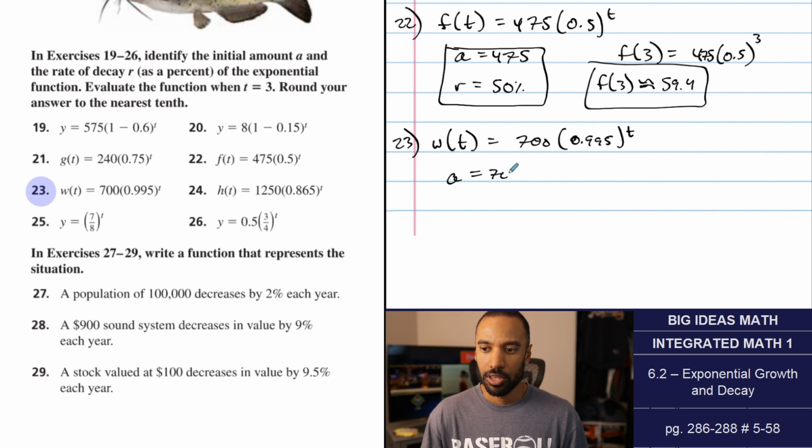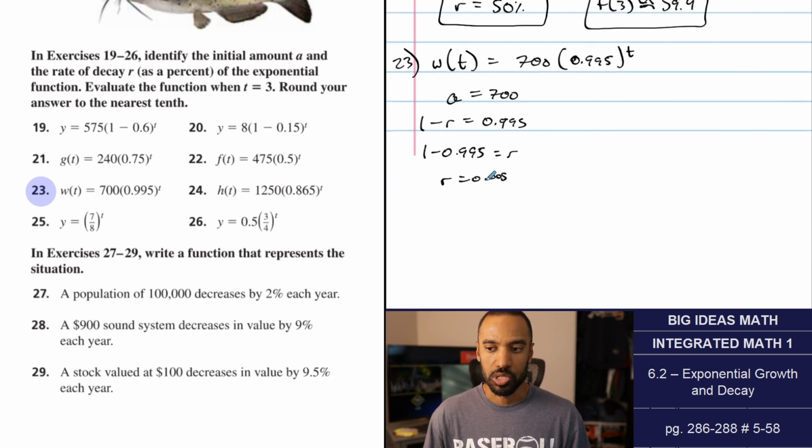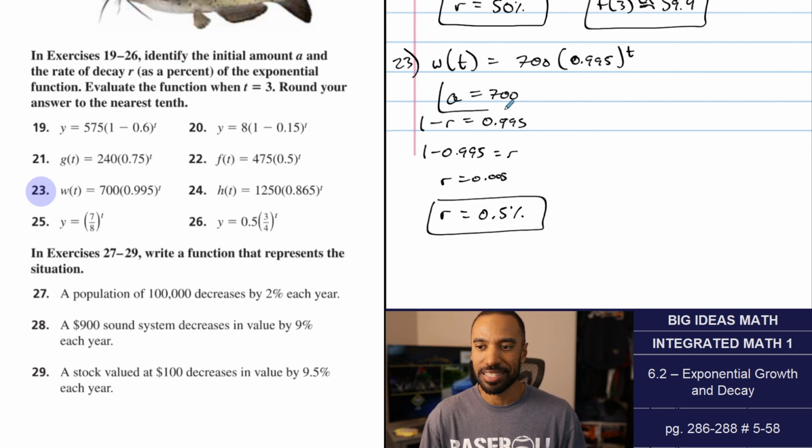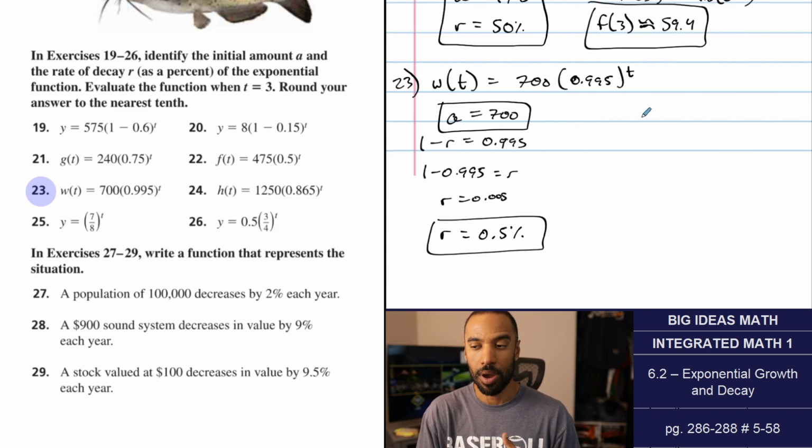So, A is 700. Let's go more in a conventional way here. If 1 minus R is 0.995, then 1 minus 0.995 is R, right? That's what we're coming up with. So R is 0.005, okay? That is not the percent. The percent, move it 2 decimal places over, it is still a decimal, and it's a small one. It's 0.5%. This number is less than 1% decay. That's why I'm saying this number is not going to be too far away from 700.